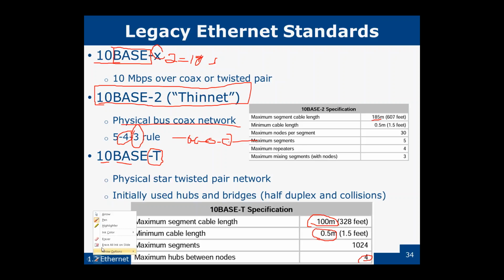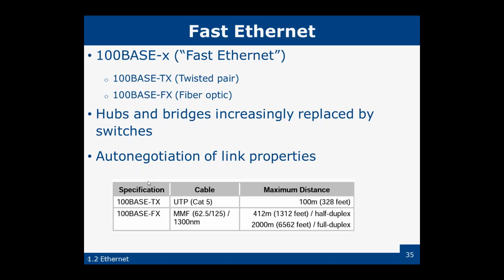In fast Ethernet, and we'll get to that in a second, you can only have 2 hubs. 100BaseX fast Ethernet, 100 megabits per second. TX is twisted pair, FX is fiber, F for fiber. Hubs and bridges are increasingly replaced by switches. I think that hubs and switches are increasingly being installed.